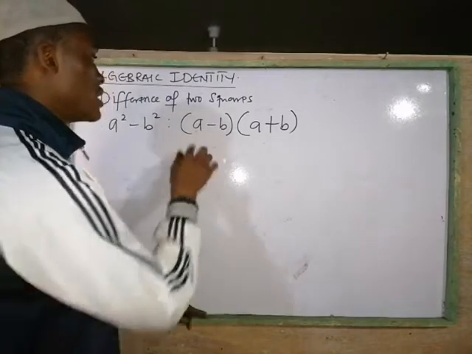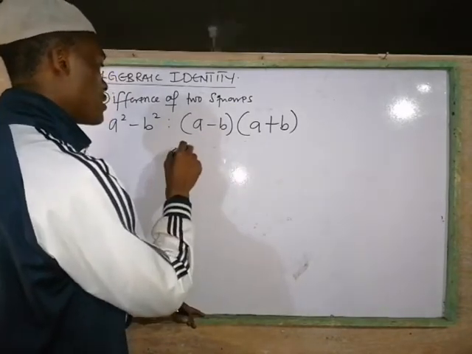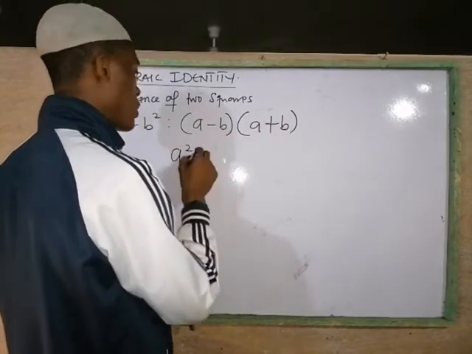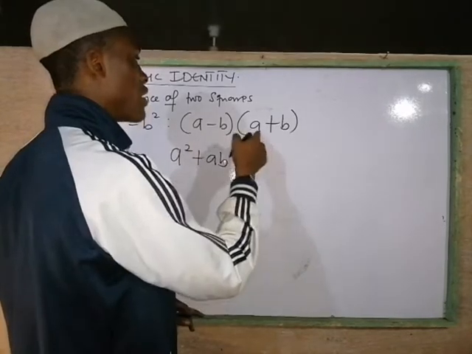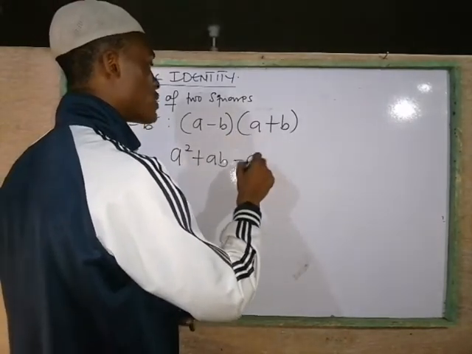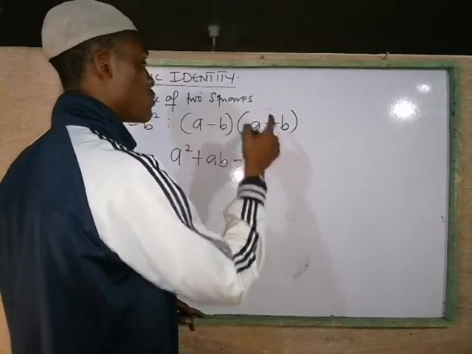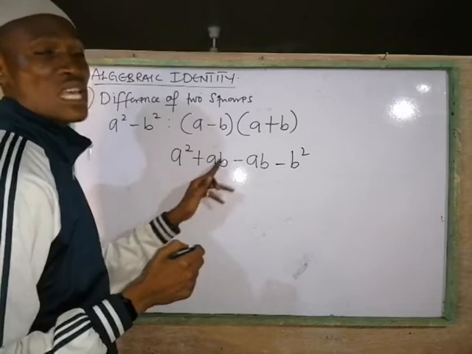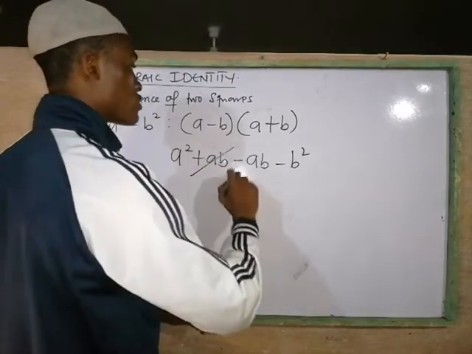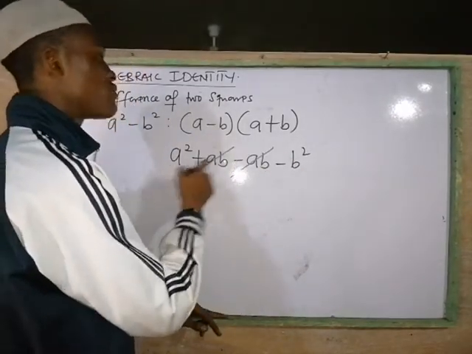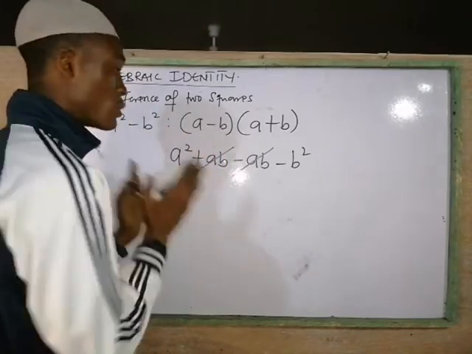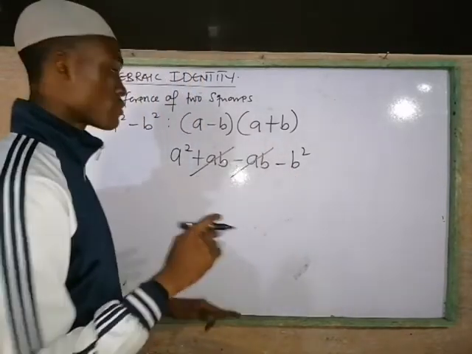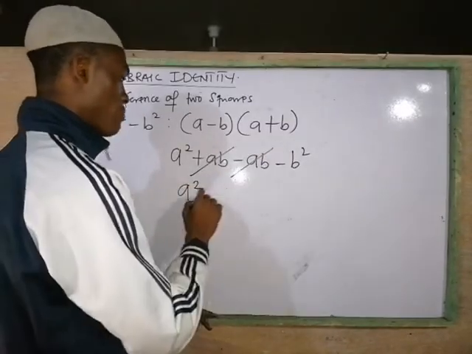What we do is we FOIL them. The first value first, a times a, a squared. Then the outer value, a times plus b, we have plus ab. Then the inner value, minus b times a, minus ab. Then the last value, minus times plus, minus b times b, b squared. Class, we have plus ab and minus ab, so they are going to cancel out because they have opposite signs and they are equal in value. So a plus the value and minus that same value cancels out. So we have a squared minus b squared.